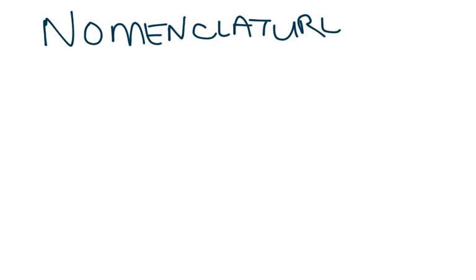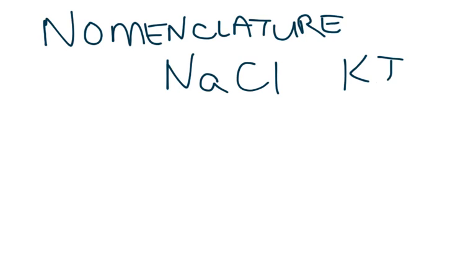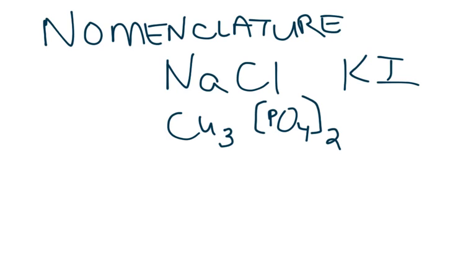Today, what we are going to talk about is a fancy word called nomenclature. All that means is, how do you name these compounds? Okay, when you look at something like NaCl, KI, Cu3(PO4)2, how do you actually say that? Because nobody walks around saying formulas out loud like that. We don't do that. There is a specific set of rules to name them. And believe it or not, it's easy.